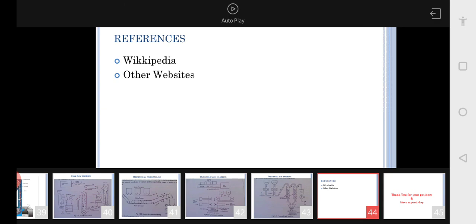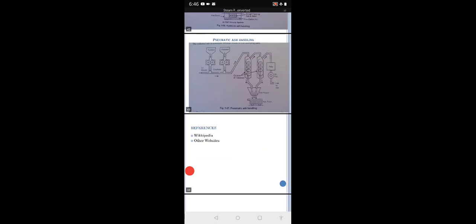steam power plants. In next class we will discuss about diesel power plants. Okay, thank you.